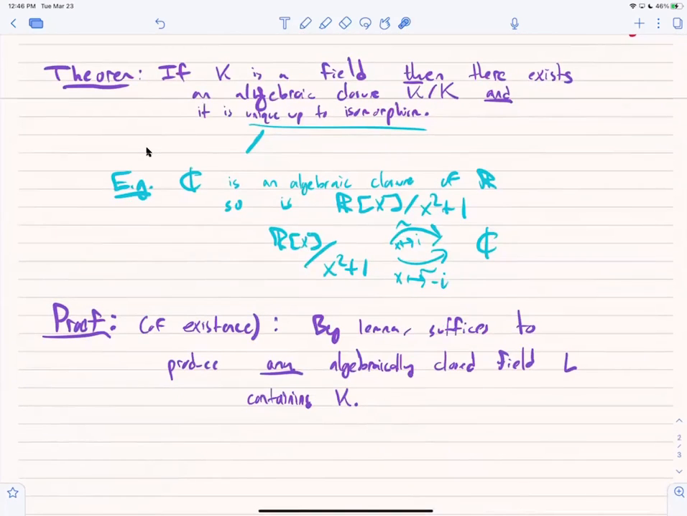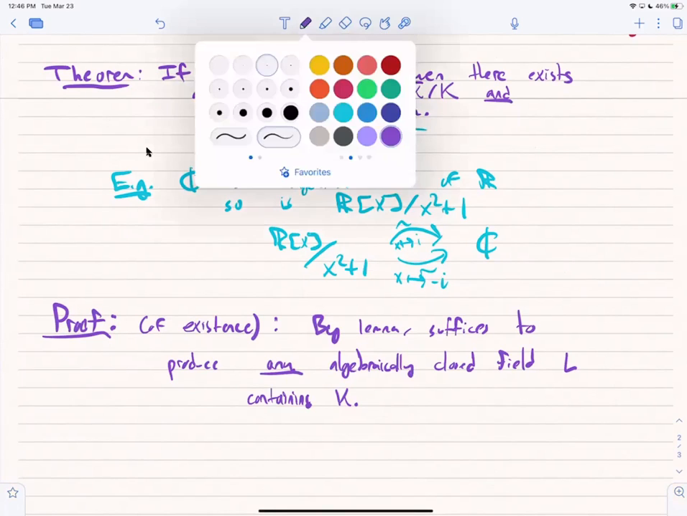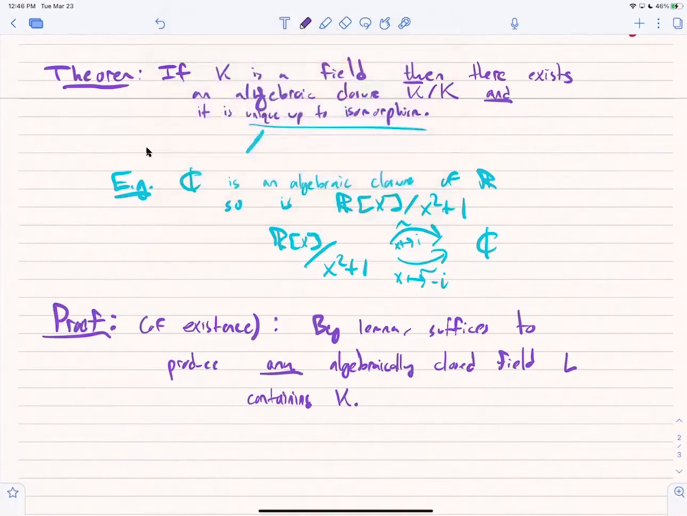The only difference here is, when we start with Q, we had the complex numbers, so that algebraically closed field was just handed to us by our past knowledge in mathematics. If I start with a completely arbitrary field K, I don't have some fixed algebraically closed field containing it that I happen to know about from my past undergraduate work in mathematics. So you actually have to do something to produce such a field.